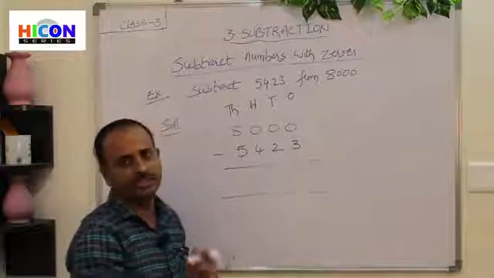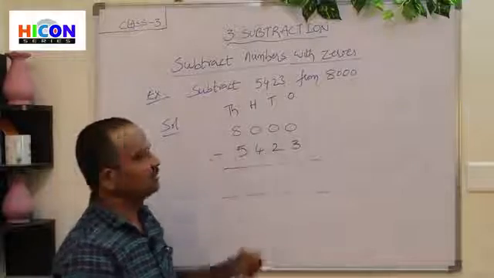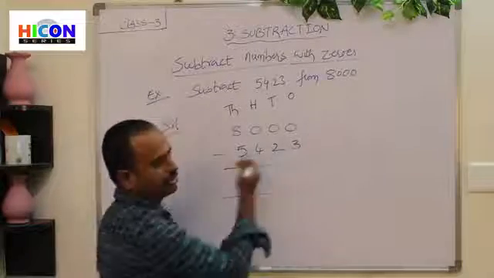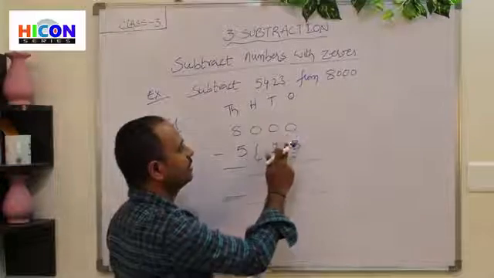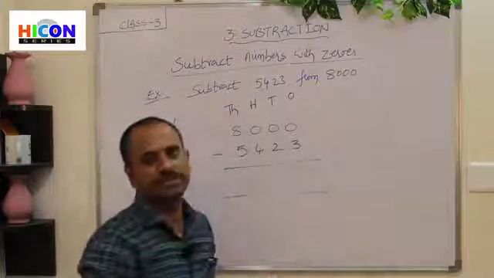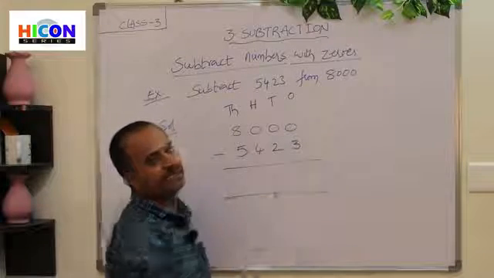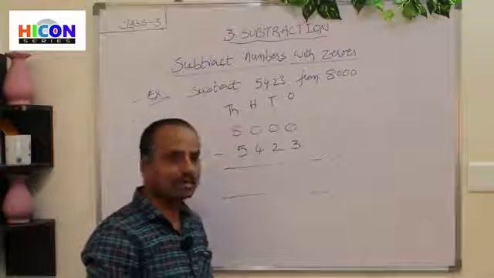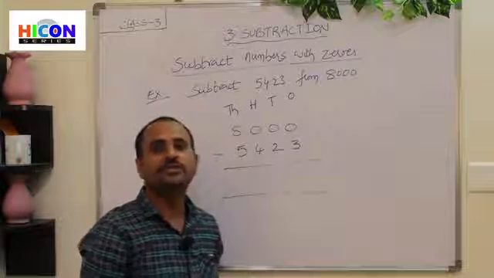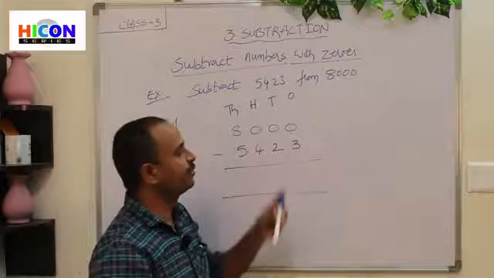Now start the subtraction. How to subtract the numbers? We are having zeros. So start the subtraction from the ones place. What are the digits present in the ones place? 0 and 3 are present in the ones place. Here 0 is the first number, 3 is the next number. We cannot subtract 3 from 0 because 3 is a greater number, 0 is a smaller number. We cannot subtract a greater number from a smaller number.